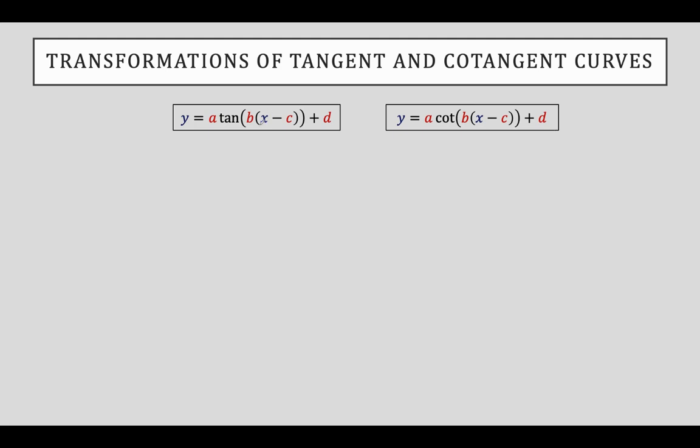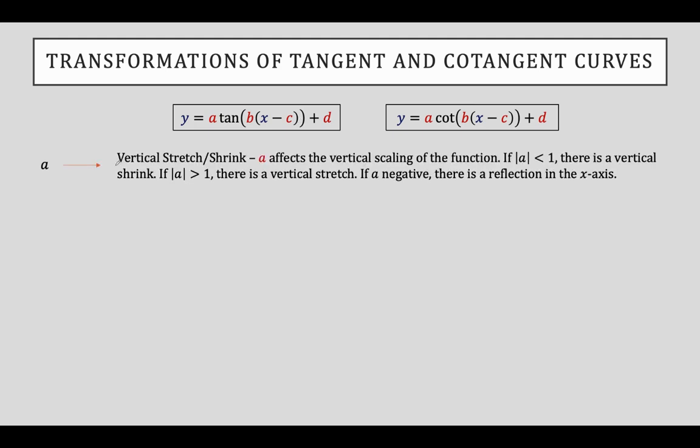In these equations, x and y are our variables, and a, b, c, and d are the constants that determine our particular function. So let's talk about each one of those constants and how they are going to impact our parent function. A, as hopefully you remember, is our vertical stretch and shrink. A affects the vertical scaling of the function.